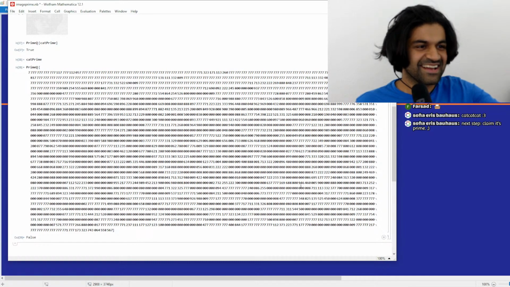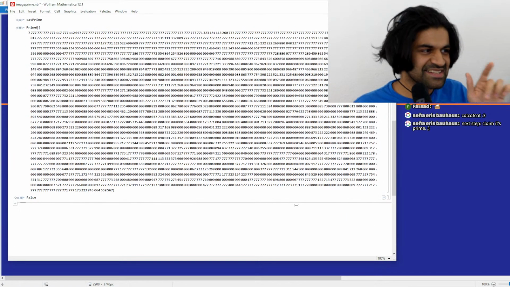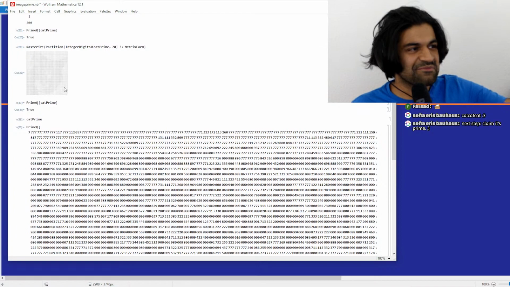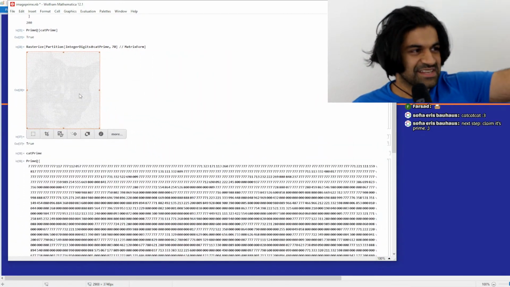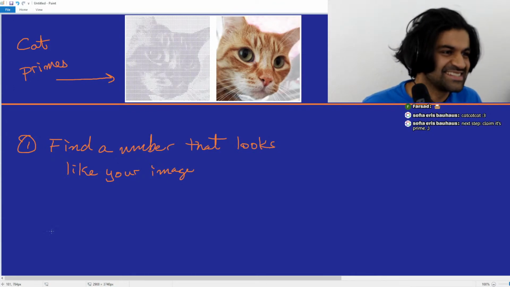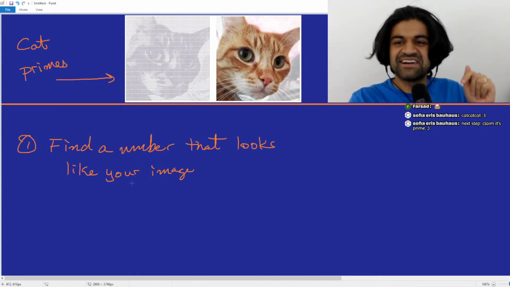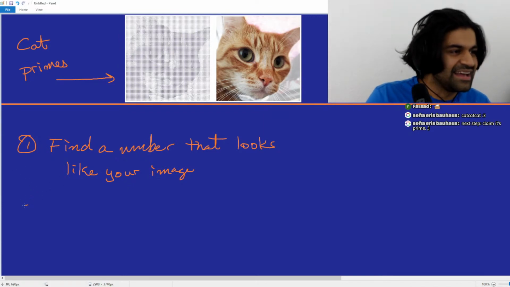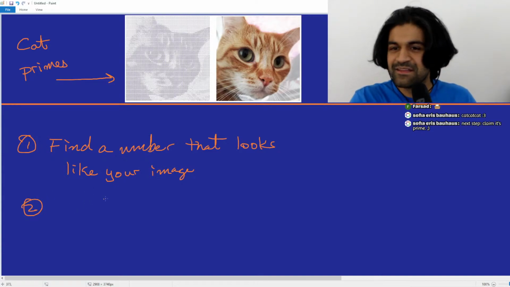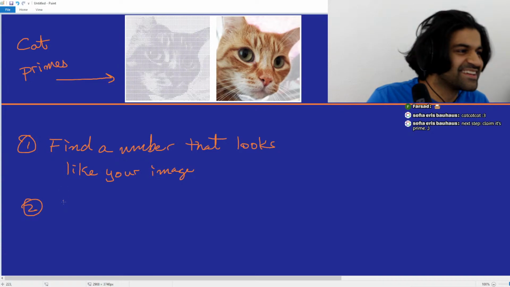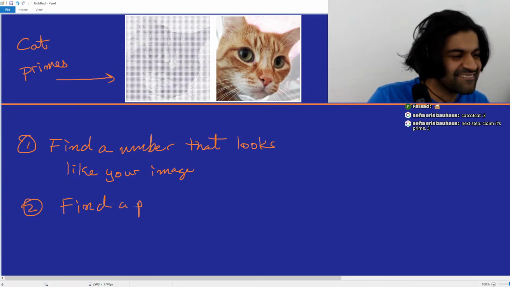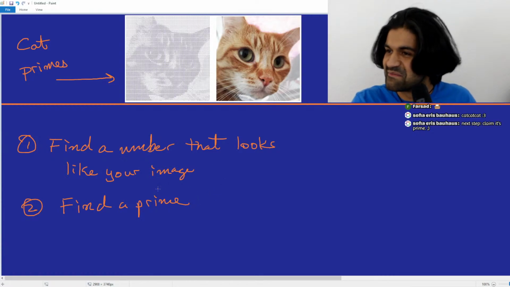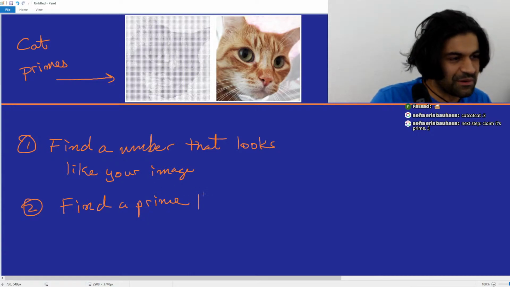So once again, this is not a lie. This is not a mistake. This really is quite excitingly a prime number. It is a prime number that when you put it in a grid looks like my cat, as the thumbnail suggests. So in any case, step one is find a number that looks like your image, and step two is just find a prime number close to it. You want it to be so close that it doesn't mess with the beauty of the image, essentially. Find a prime number close to it.